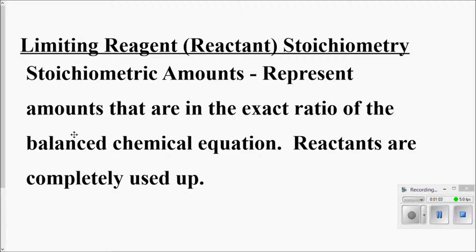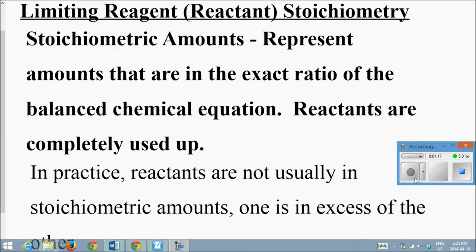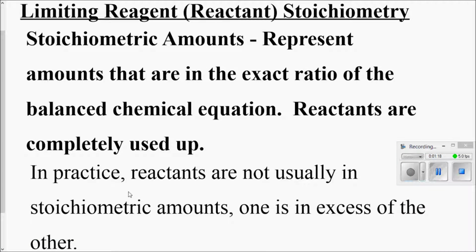Now, reactants are completely used up when the reactants are in perfect stoichiometric amounts. What happens when they are not in perfect stoichiometric amounts is that some reactant is left over and one is used up. So in everyday practice, when we're actually doing a lab, reactants are not in stoichiometric amounts. One is always in excess of the other.